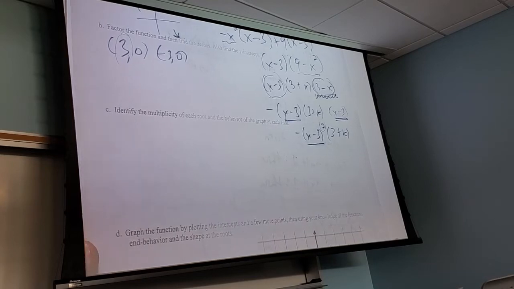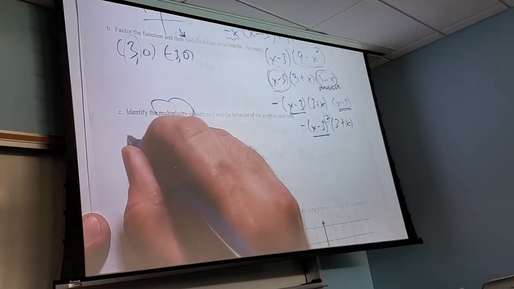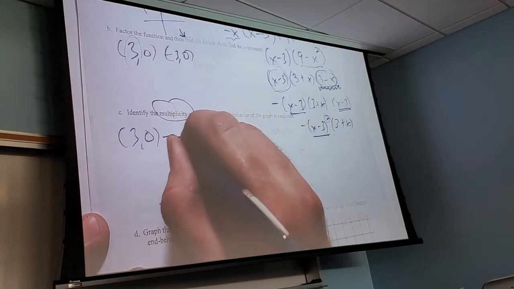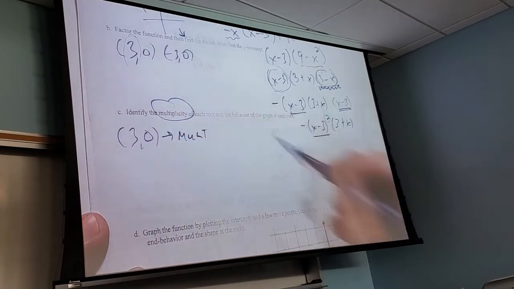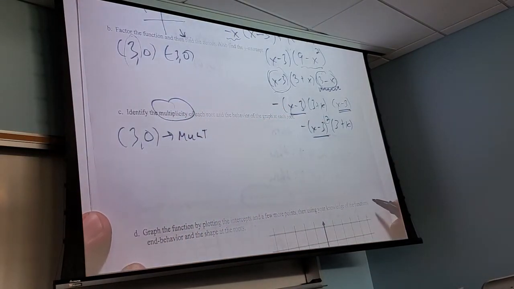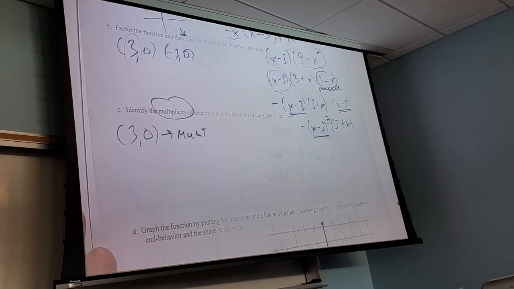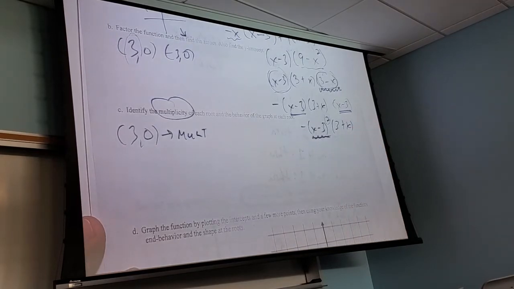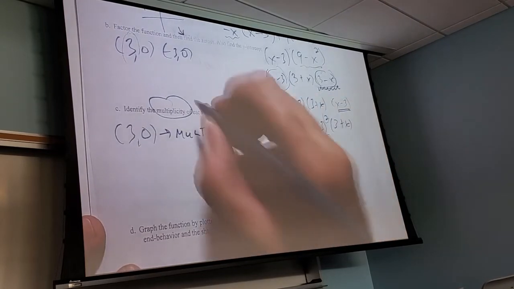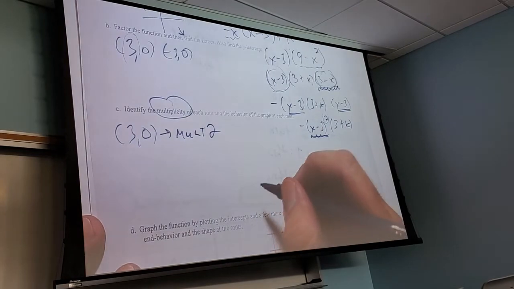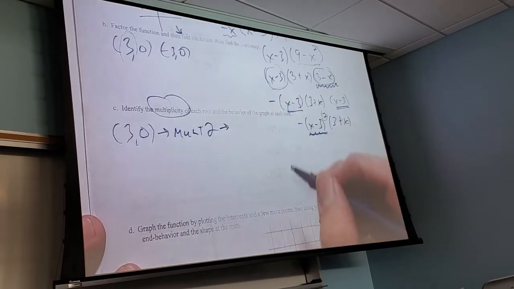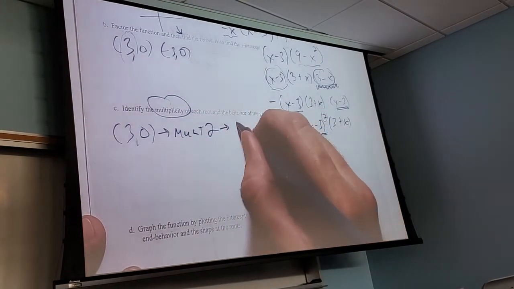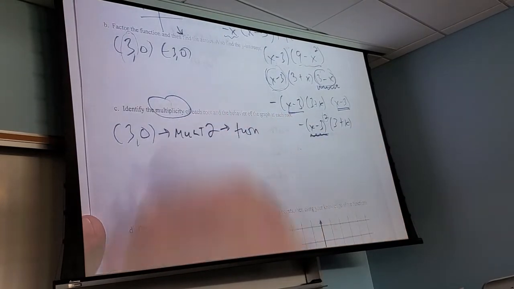So what's the multiplicity of 3, 0? Which term did it come from? Which term gave us 3? This one. So what's the multiplicity? What's the power on that piece? 2. It's a multiplicity of 2. And that means what's it going to do? Turn or go through? Turn. And what about, sorry? Yes?